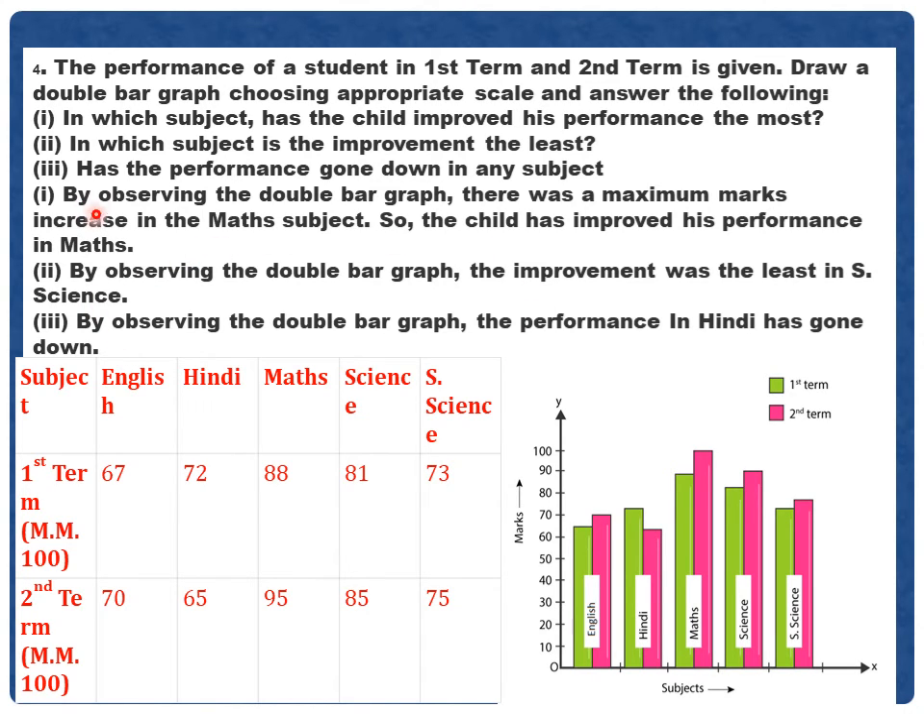Now, what was the third bit answer? Has the performance gone down in any subject? Yes, it has gone down. Which subject can you see? Yeah, it is in Hindi. By observing the double bar graph, the performance in Hindi has gone down. In Hindi the first term it was 72 and the second term it is how much? 65. So it decreased by 7 marks. So there was a decrease in the marks.